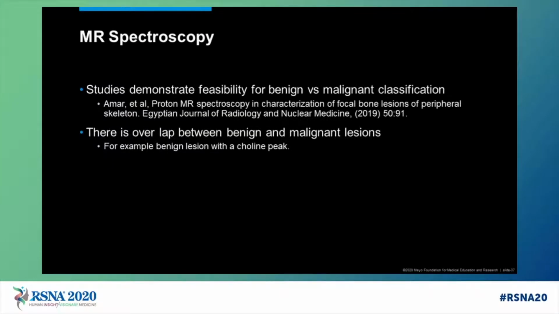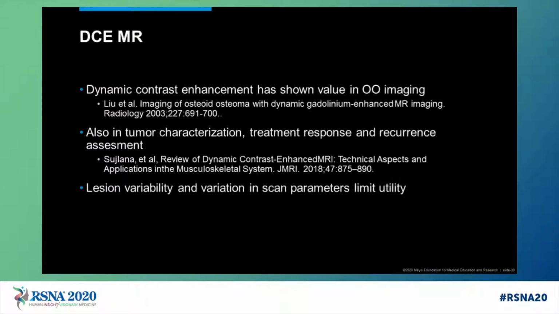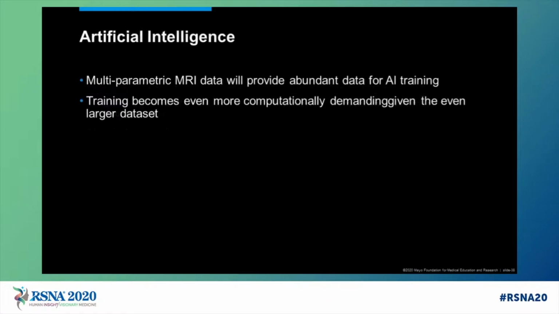MR spectroscopy. There are a number of studies that demonstrate the feasibility for distinguishing benign versus malignant. However, there's still significant overlap between these lesions. Dynamic contrast MR has also shown promise in a number of areas, including osteoid osteoma imaging, tumor characterization, tumor treatment response, and recurrence assessment. Just like with CT, artificial intelligence has tremendous promise, especially given the multiparametric nature of MRI data.